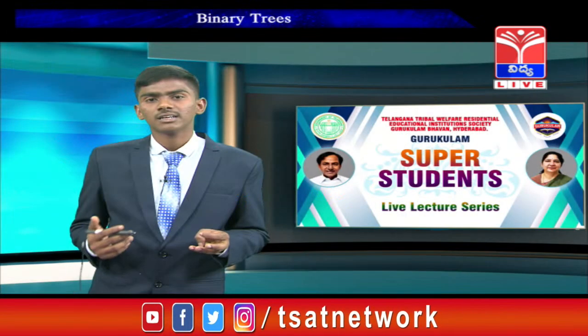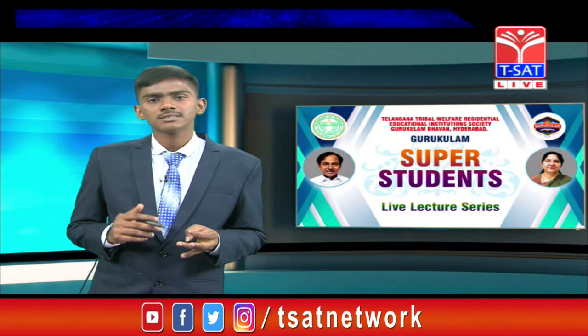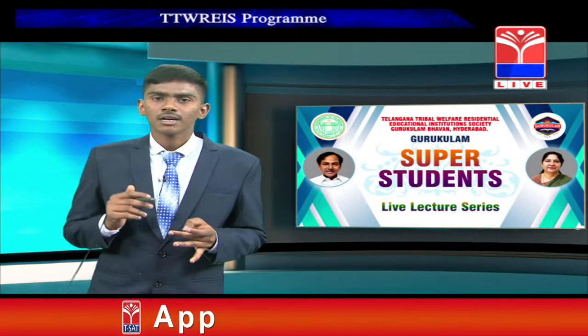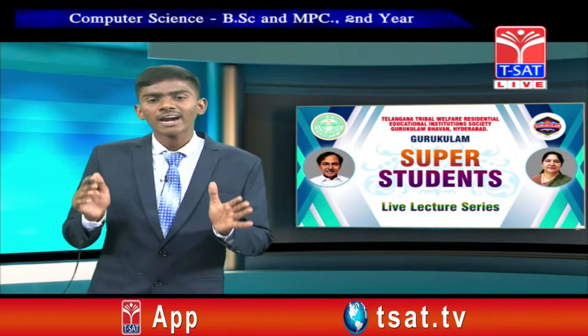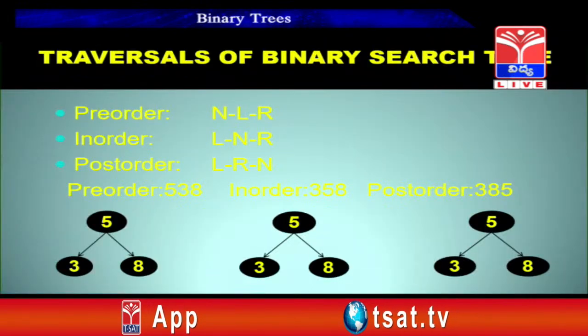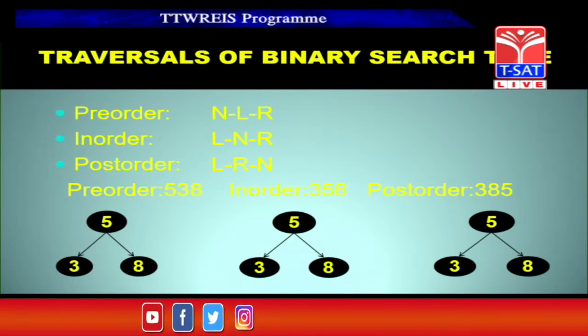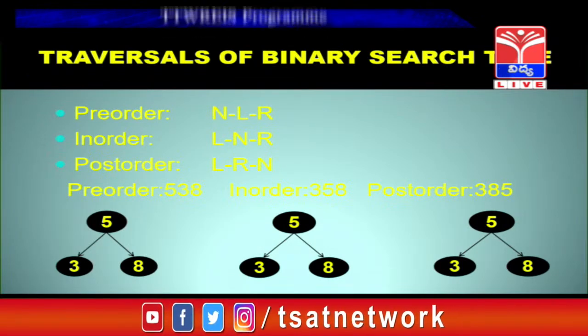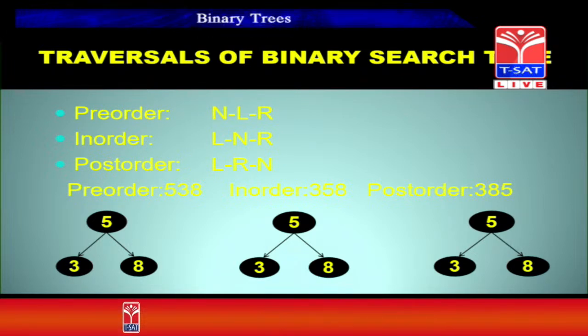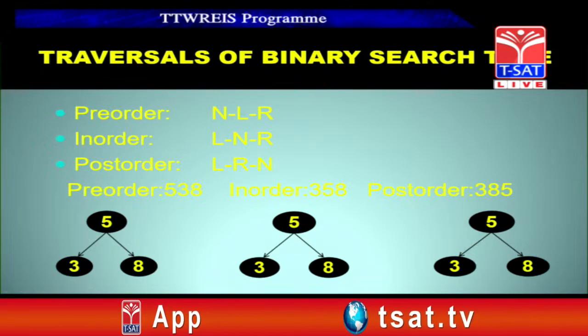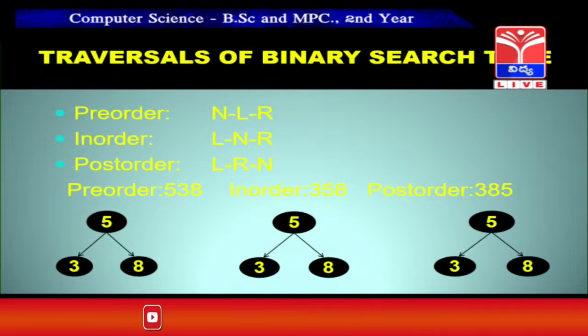N means root node, L means left node, R means right node. In pre-order traversal, we had one example here with the data elements 5, 3, 8. It is a binary search tree. Why? Because a parent node can contain at most 2 children, and in a binary search tree, its left node must be less than the root node and its right node is greater than the root node. So it is a binary search tree.